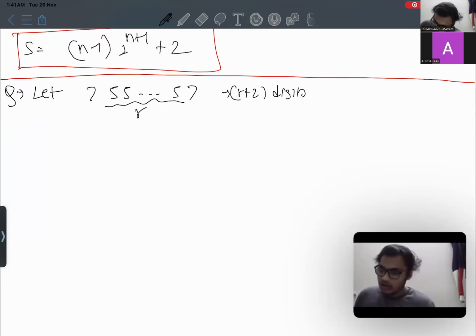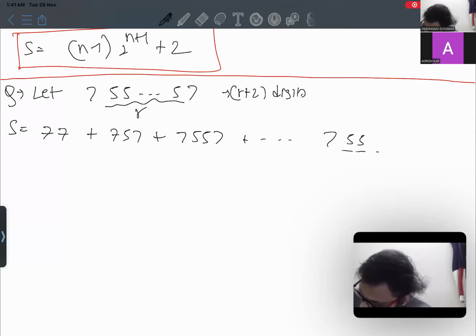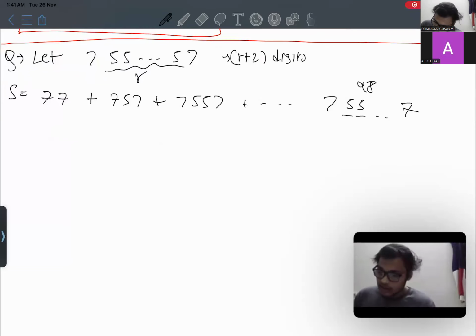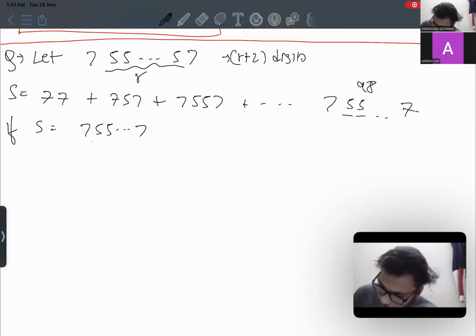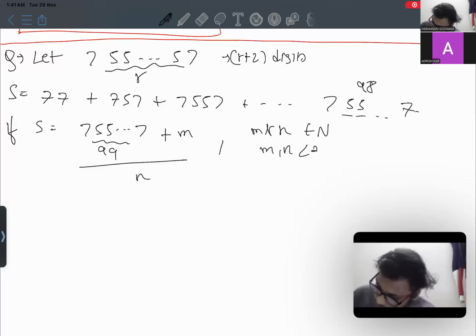So now basically we are given that S is equal to 77 plus 757 plus 7557, like this, up to 7, with the 5 repeated 98 times, and then 7, right? So in the question it is given, S is equal to 755 up to 7, with 99 digits, equal to (7 followed by 99 times 5 and then 7) plus M by N, provided that M and N are natural numbers and they are both less than 3000.